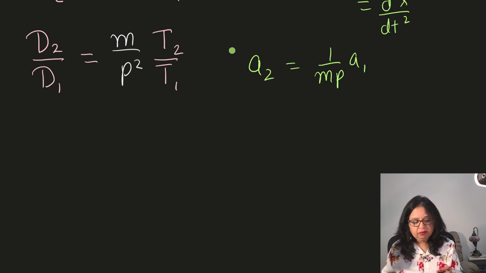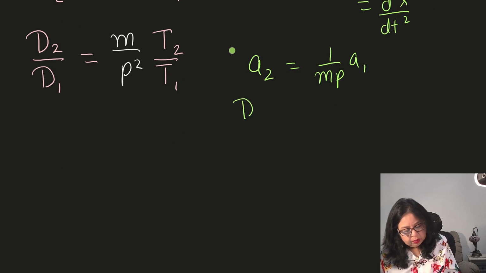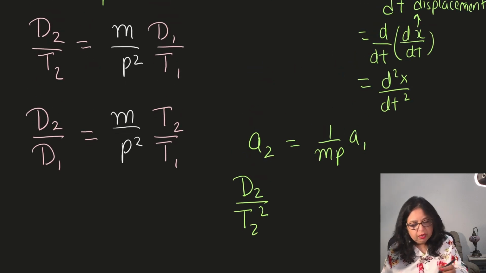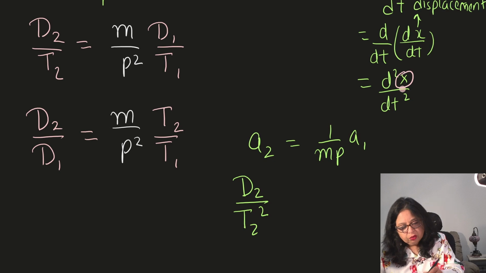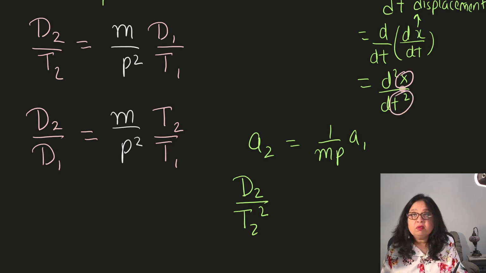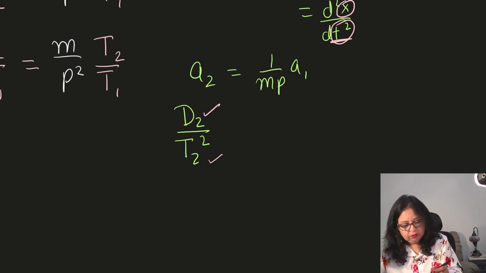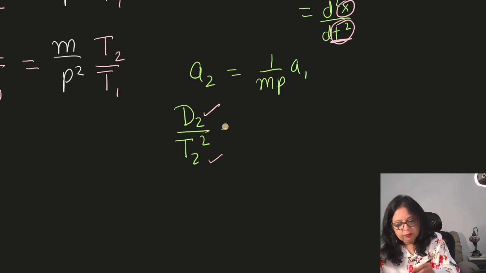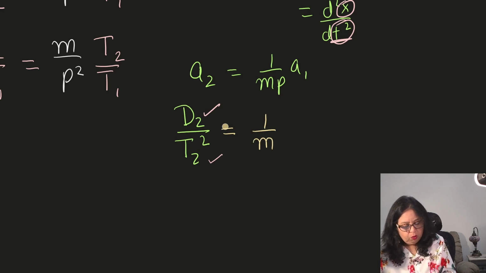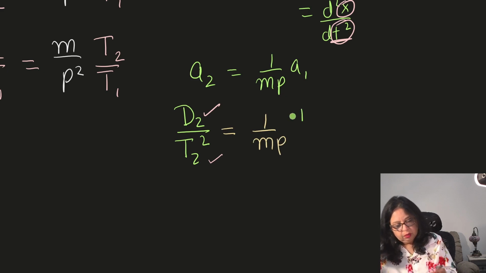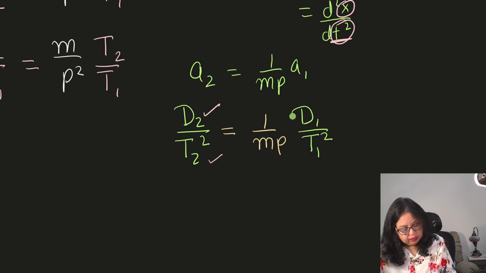I can write this as D2 over T2 squared. Why? Because look here. At the top, I have just x. At the bottom, I have t squared. X is displacement. Therefore, this d2 here, only one of this. It's not squared. While t2 is squared. Why? Because t is squared over here. I hope you see this. Equals what? 1 over mp times d1 divided by t1 squared.